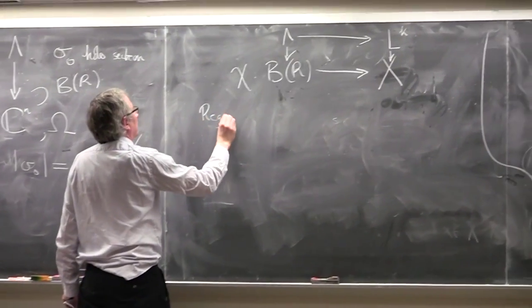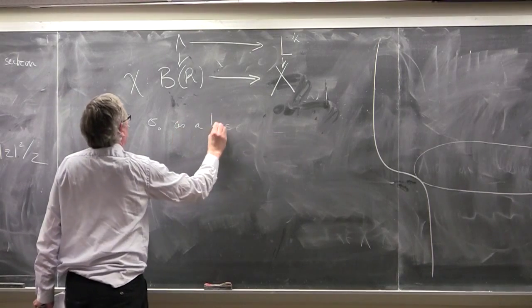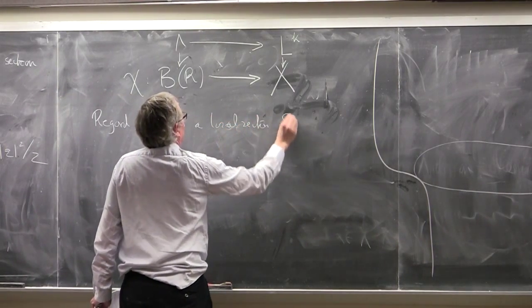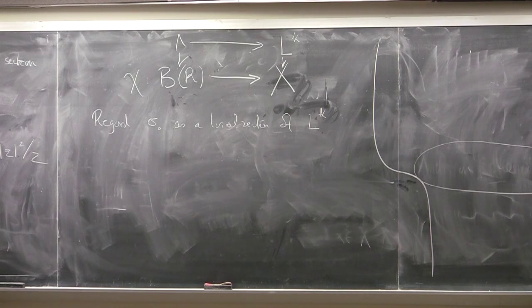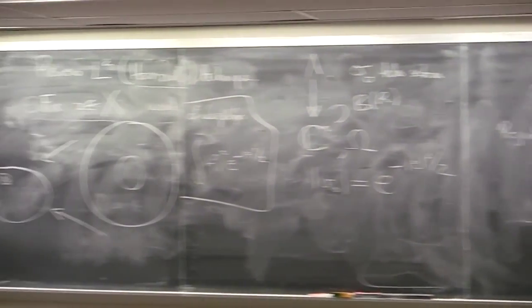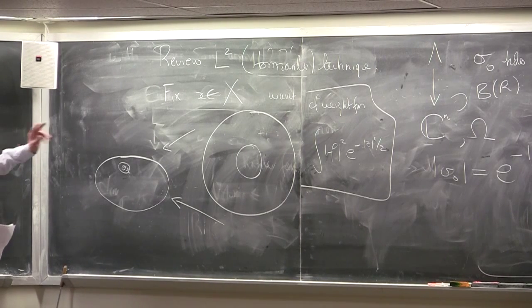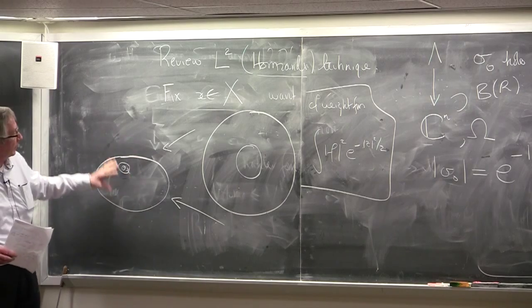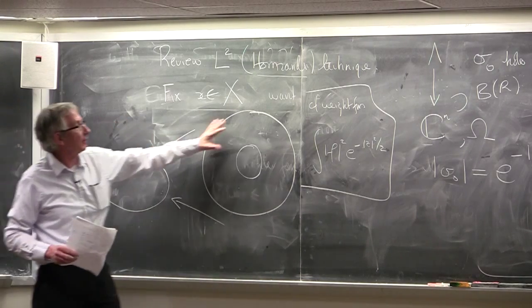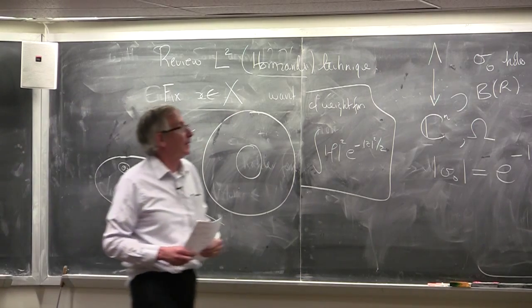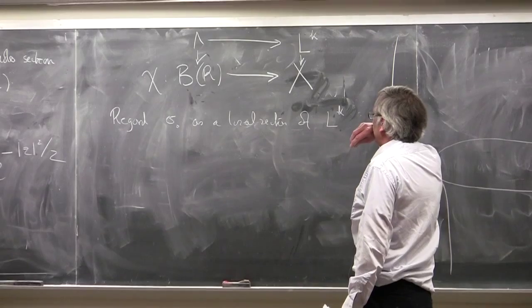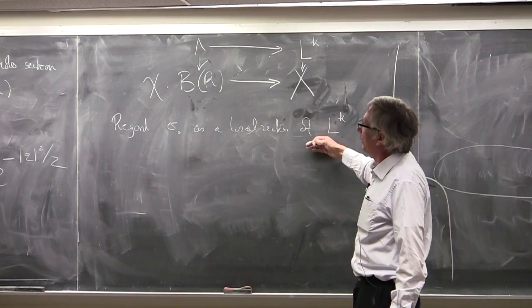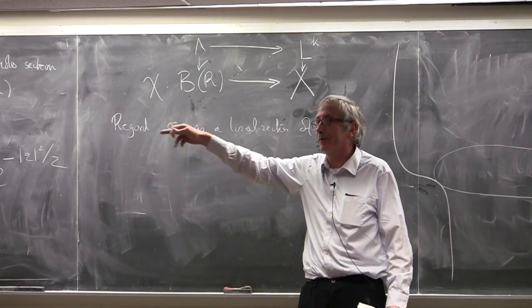So regard sigma naught as a local section of L to the K. So in a moment we're going to start breaking down norms of things and so on. So it's really better, I think, to work with the rescaled norm. So we would always work with the rescaled metric on X. So this thing really is an isometric embedding, what we're doing. So certainly this is a local holomorphic section which doesn't vanish at the point we started with, the origin.